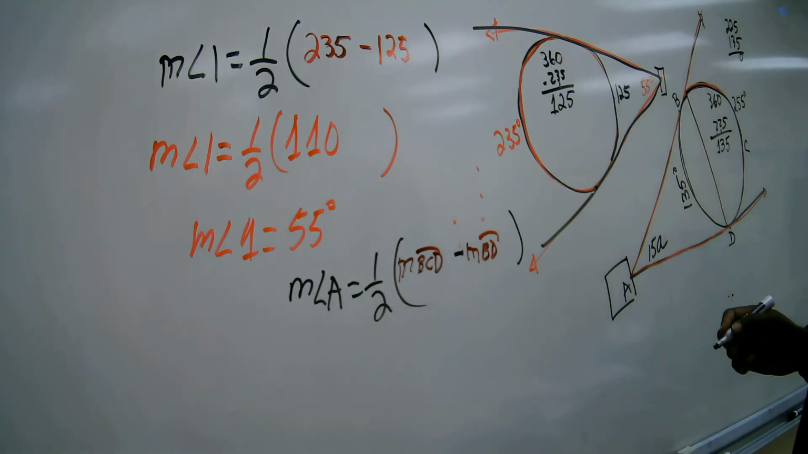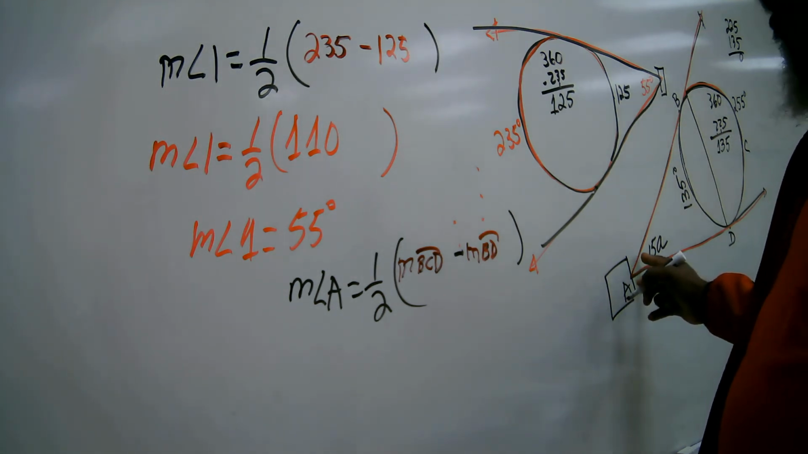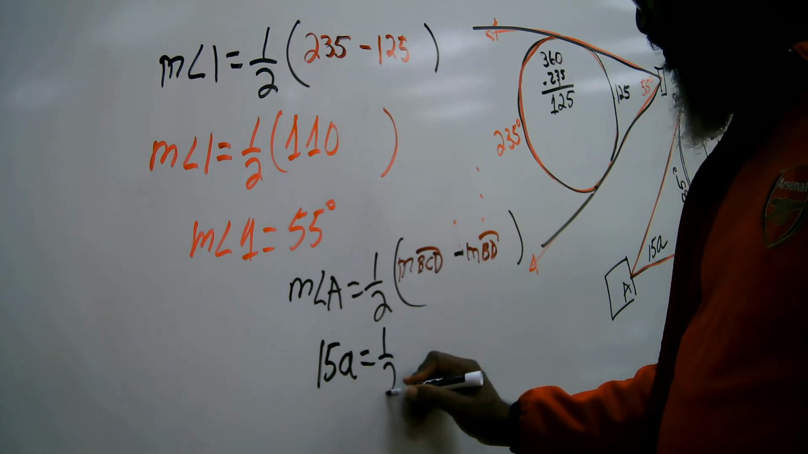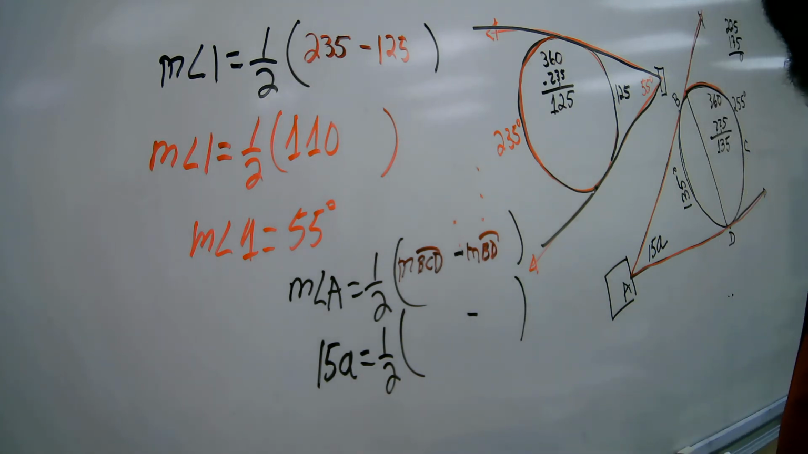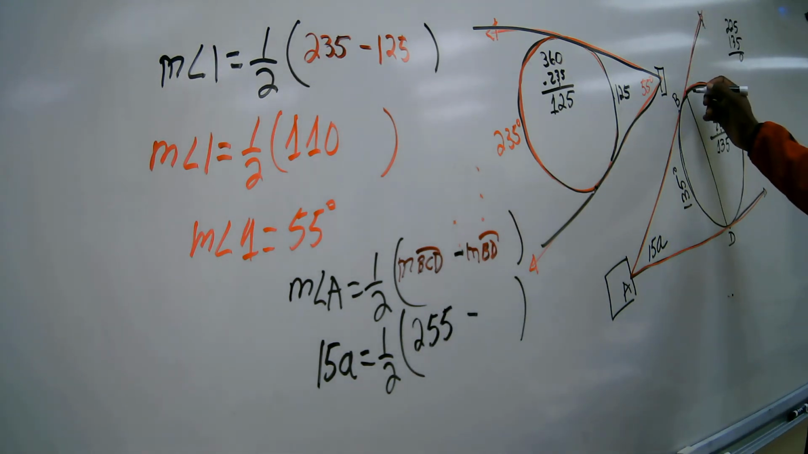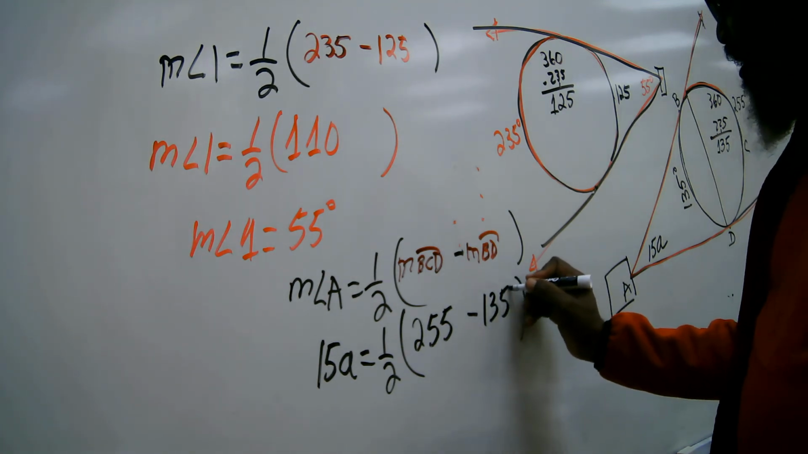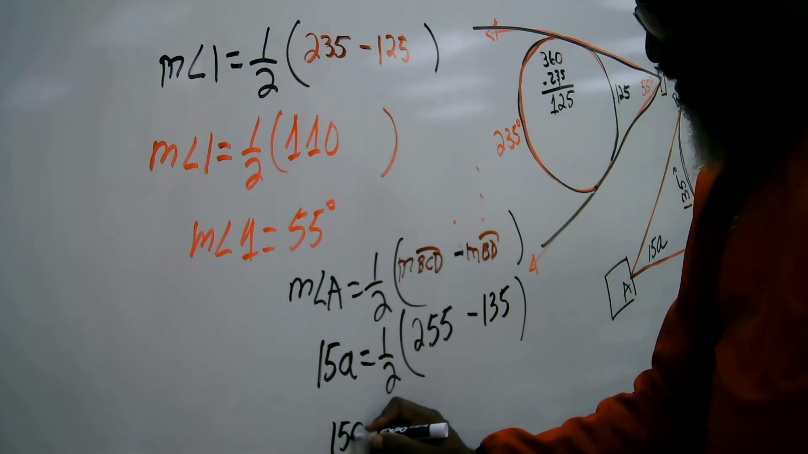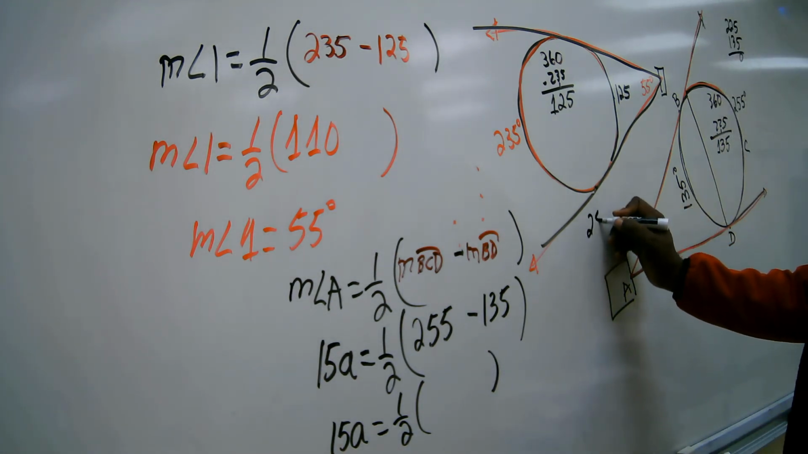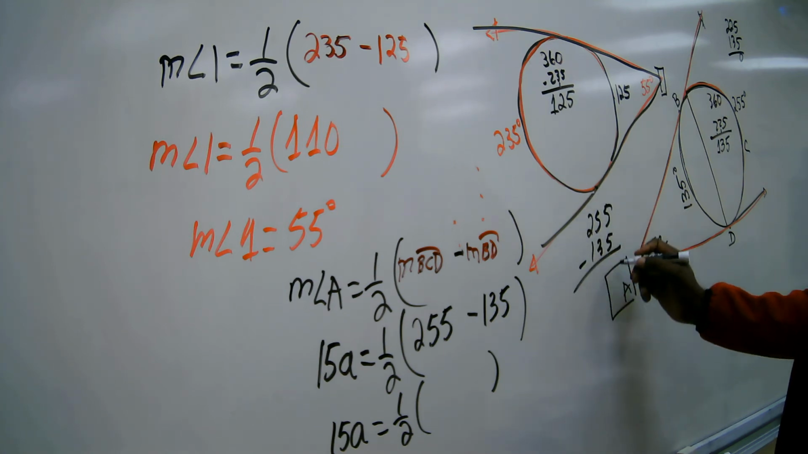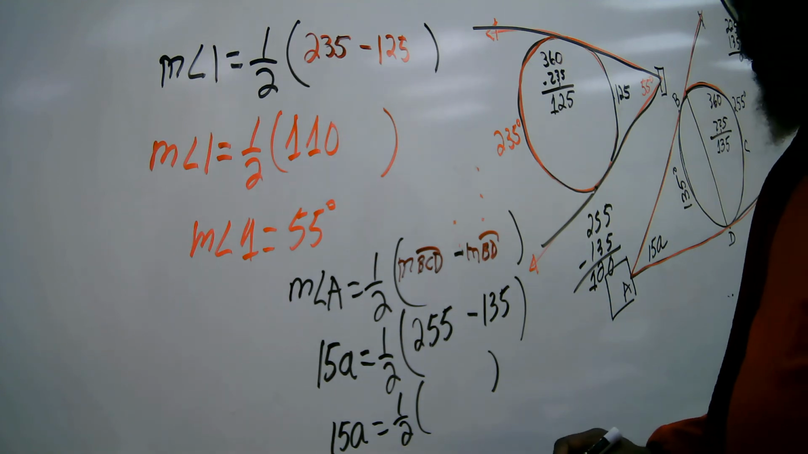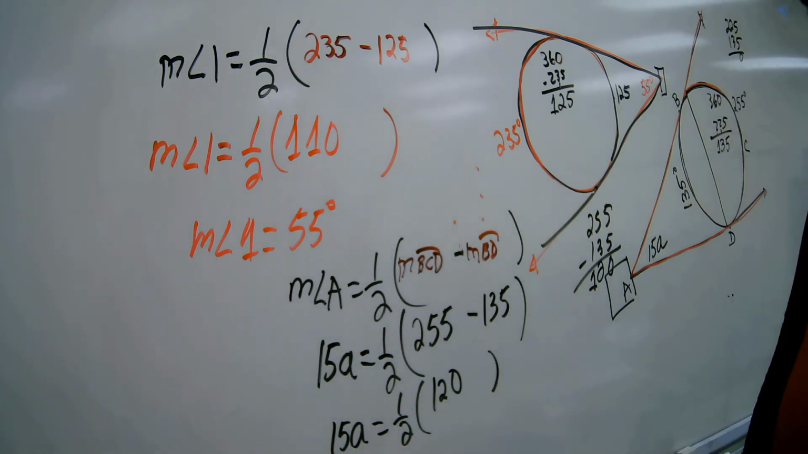So now we can set the equation. They give you what the measure of angle A is. We're going to replace that. That will be 15A. So we're going to substitute 15A. The measure of angle A is equal to 1/2. Just do the math and everything will be taken care of. So this arc is 255. We'll have 255 minus 135. Then you follow order of operations. You bring your 15A is equal to 1/2. Then you do 255 minus 135. This will give you 120. So what is half of 120? It is 60.